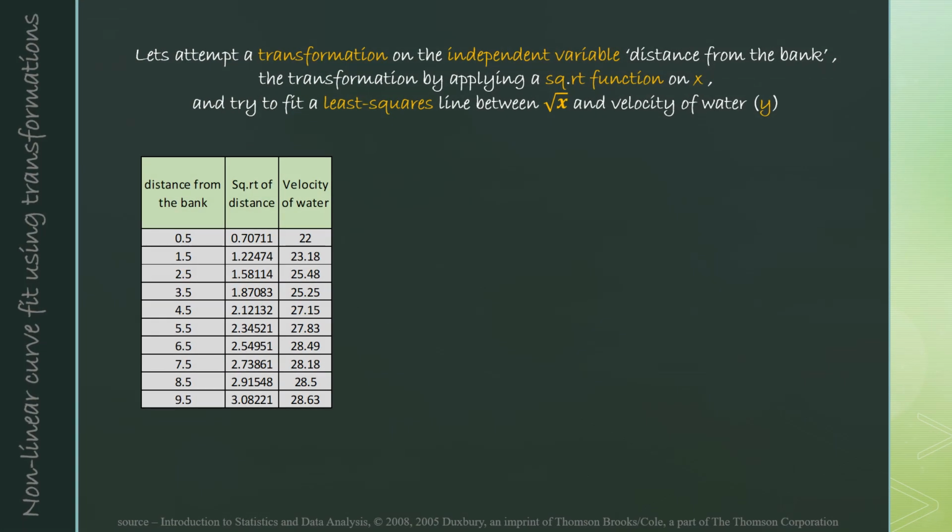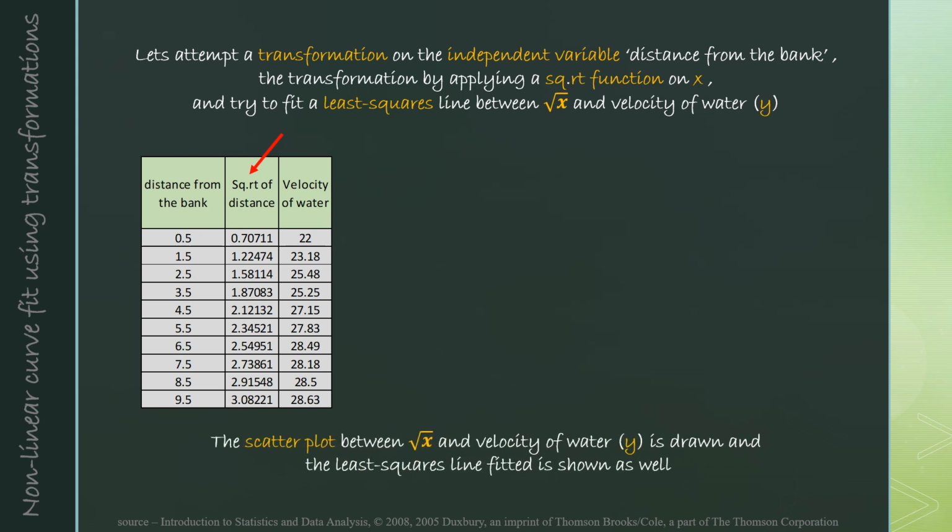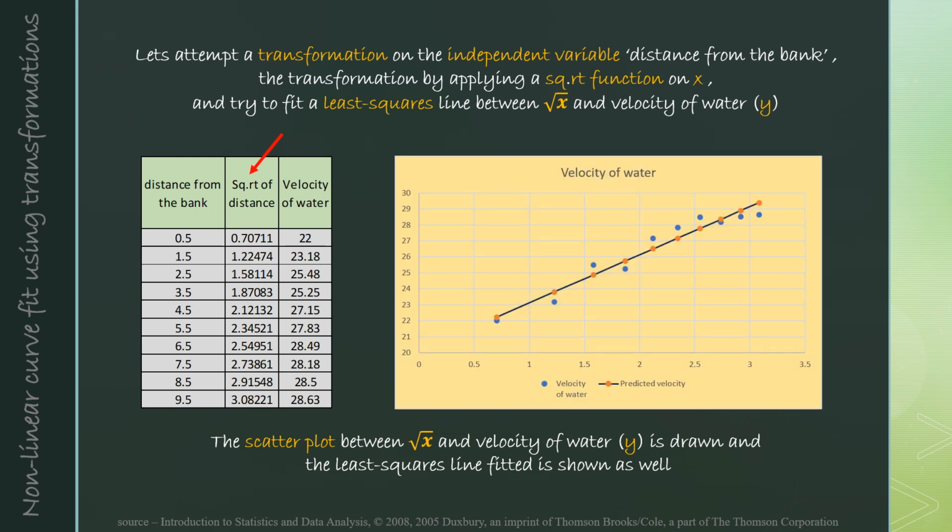Let's attempt a transformation on the independent variable, distance from the bank, which is x. The transformation is applying a square root function on x and trying to fit a least squares line between square root of x and velocity of water y. The scatter plot is drawn between square root of x and velocity of water y, and the least squares line is fitted as shown.